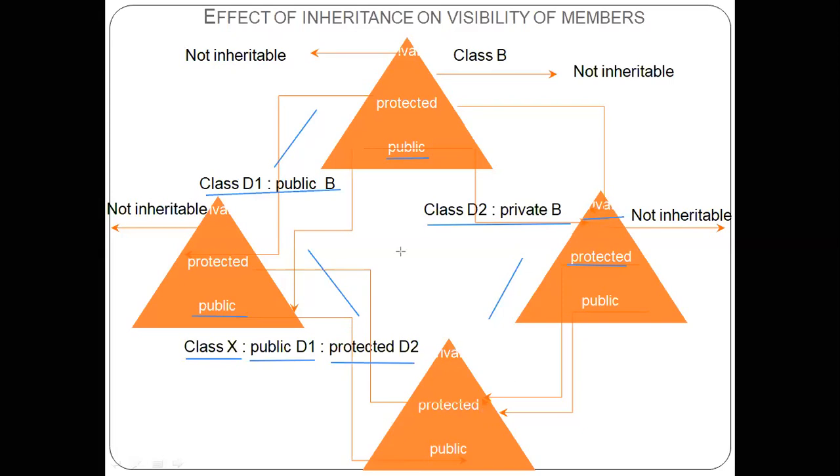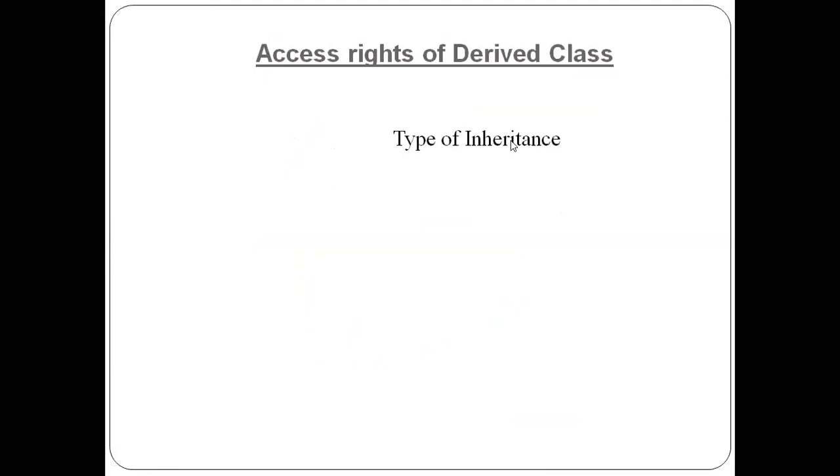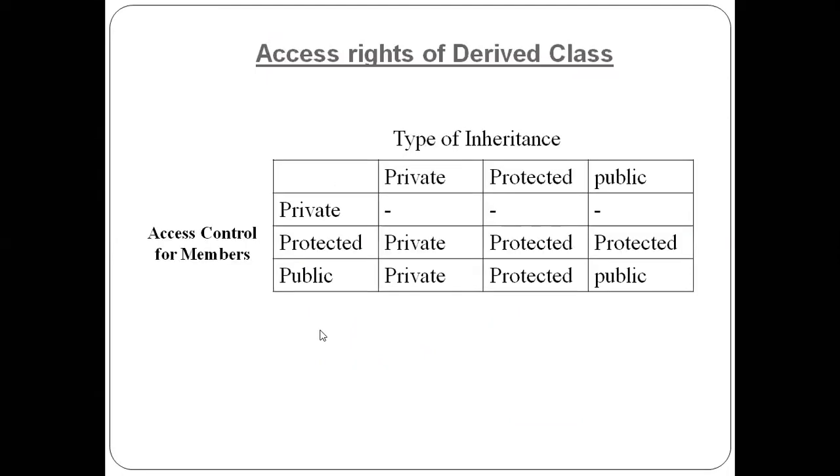So this is related with all the visibility modes with respect to private, public, and protected. Okay, so next one. Before moving to this particular slide, I will just draw how the access specifier actually works.